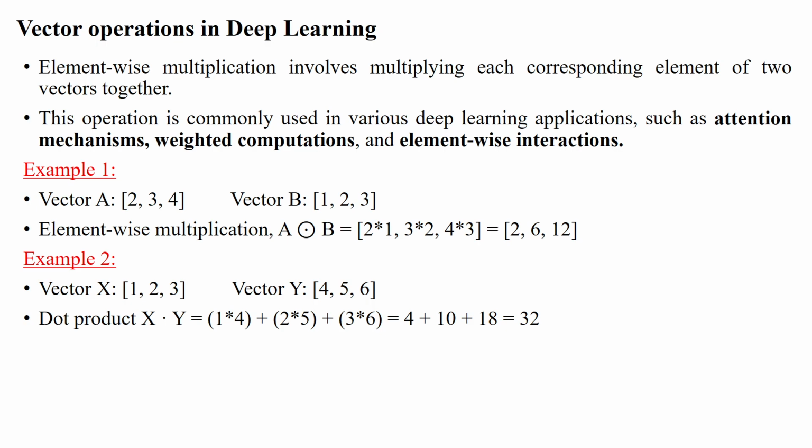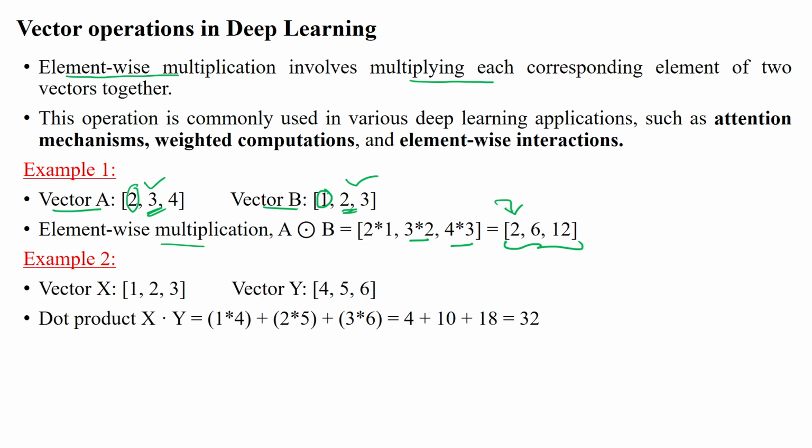A few vector operations are also available for deep learning and machine learning. One is element wise multiplication, which involves multiplying each corresponding element of two vectors together. Here vector A is the row vector 2, 3, 4, and vector B also has three values, 1, 2, 3. When applying element wise multiplication, it takes the first value from the first vector and the first value from the second vector, then the second value from each, and so on. Finally you get the result in the form of a vector.